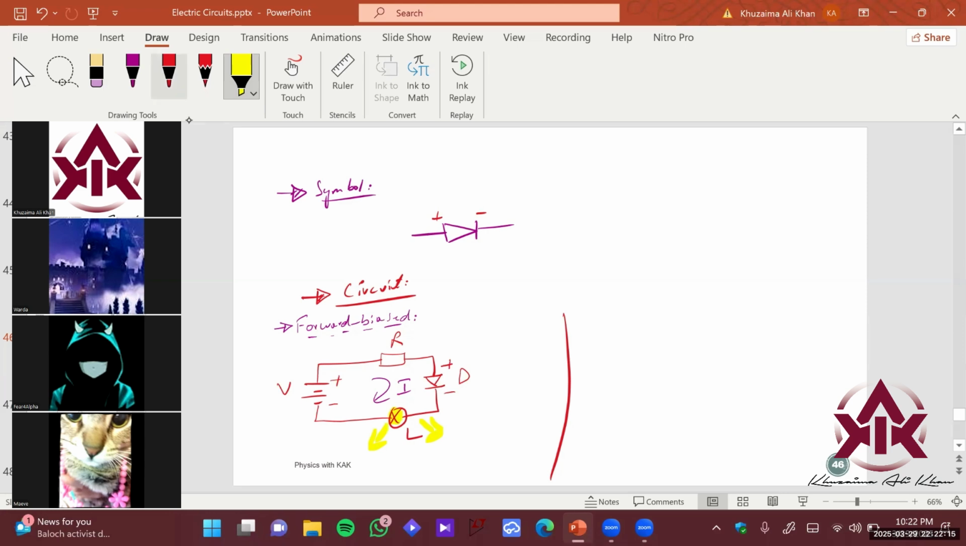Okay, now let's see the other configuration in which the diode blocks the current. That is called reverse biased, the reverse bias configuration.